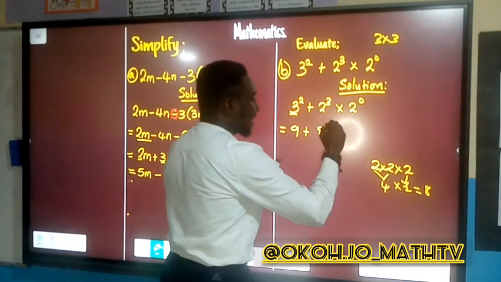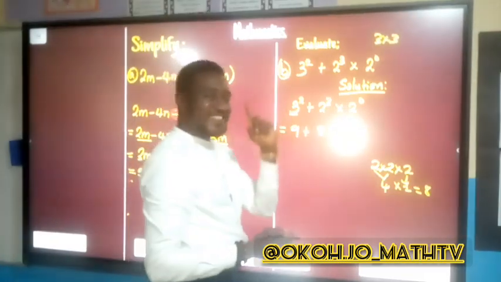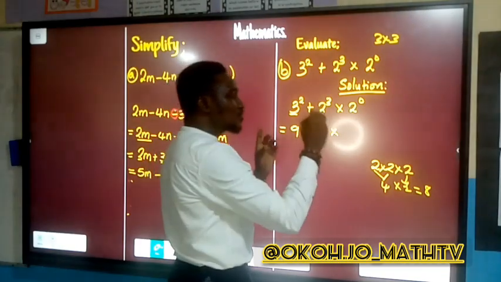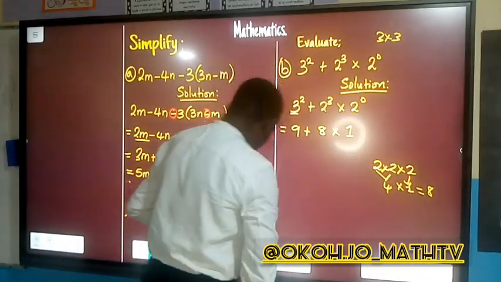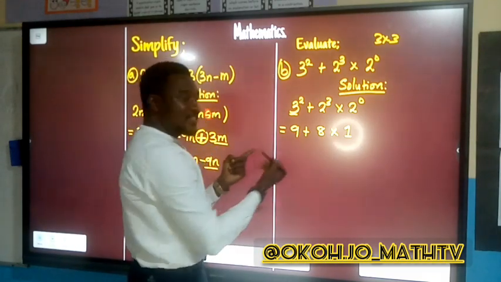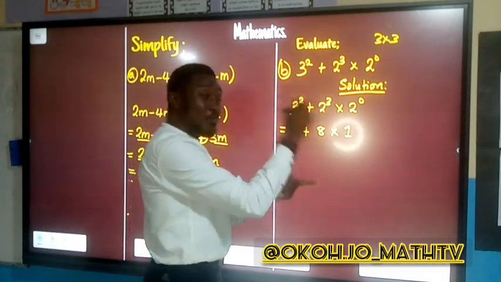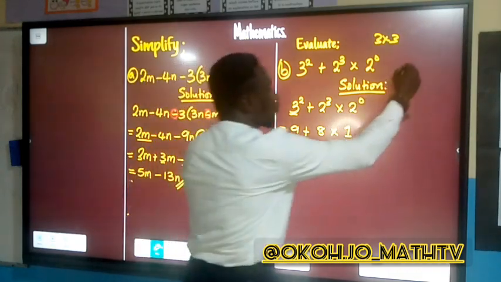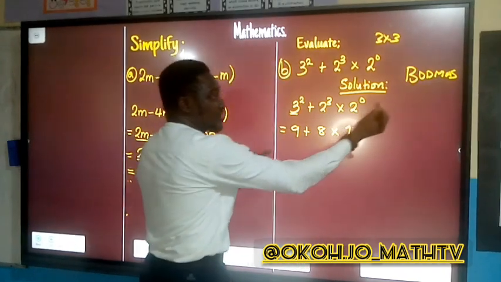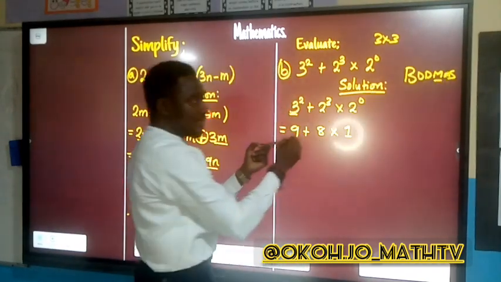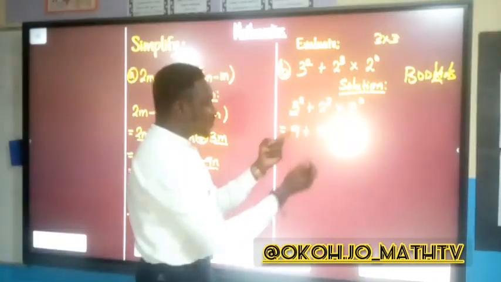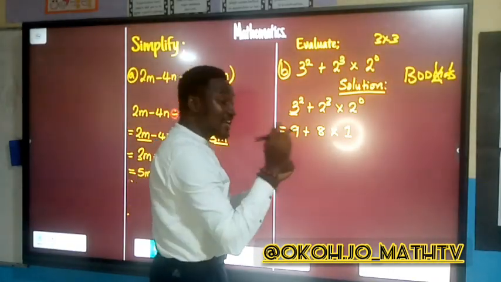Then times what? Anything raised to power 0 is 1. Even a million raised to power 0 is what? 1. So 2 raised to power 0 is 1. At this point, you don't need to be in a rush to add everything here, or to add 9 plus 8 before multiplying. Still think about the concept of what? BODMAS. Which one comes first? Multiplication comes before any other thing that is here. Addition is here, so you deal with multiplication first. So we should multiply 8 times 1 first.